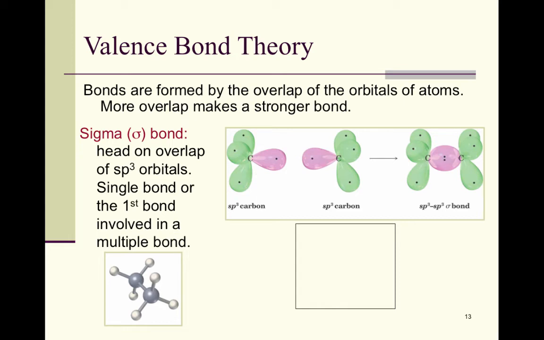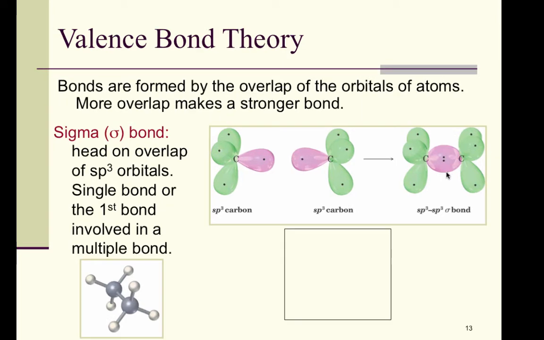And what's going to happen is one sp3 carbon from one atom can actually bond with the sp3 of another one. And these two electrons, the ones they're showing in these pink balloon things, they're going to share that electron in a covalent bond right here.